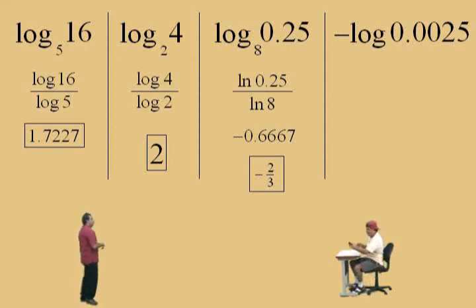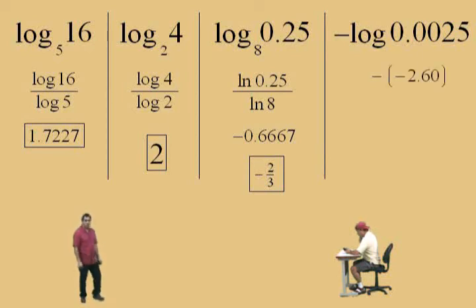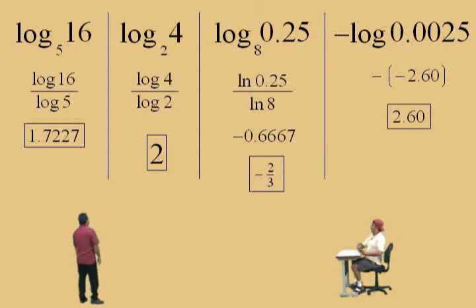So, Charlie, take the log of 0.0025 and tell me what you get. Negative 2.60? Negative 2.60, that's right. Now don't forget, this is a negative log, so there's a negative outside. And remember, the negative of negative 2.60, or the opposite of negative 2.60 is what, Charlie? 2.60. 2.60, very nice.